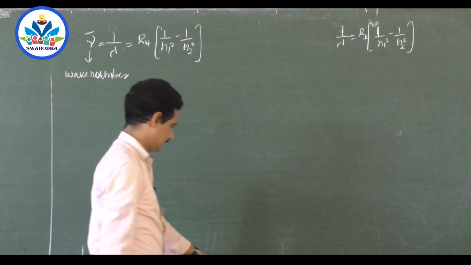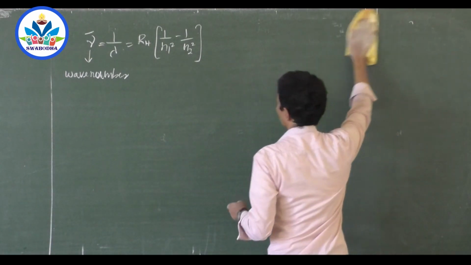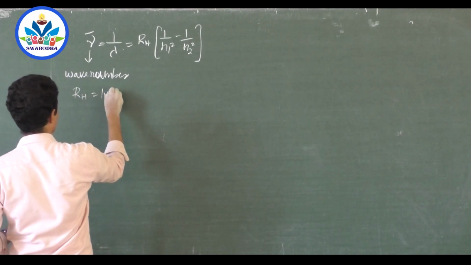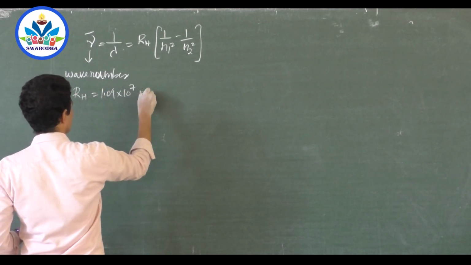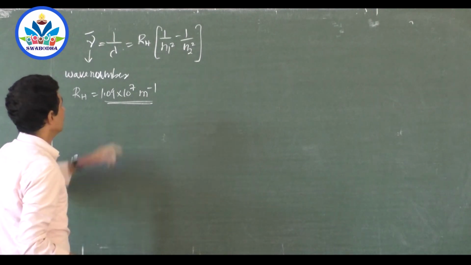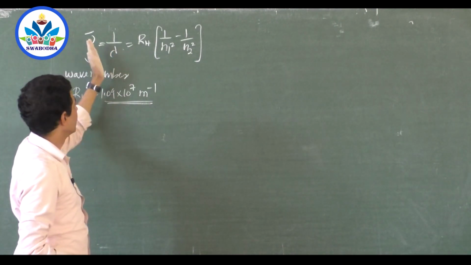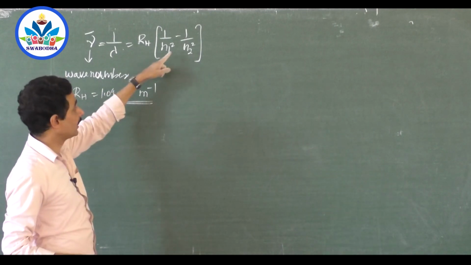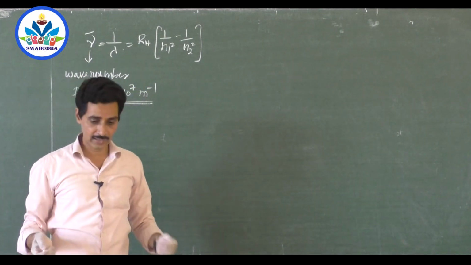That is the formula. Now, the RH value, that is Rydberg constant for hydrogen, is 1.09 into 10 to the power 7 meter to the power minus 1. Why? Because it is 1 by lambda. Left hand side, right hand side, dimensionally must be correct. Here n1 and n2 don't have any dimensions. What are n1 and n2?